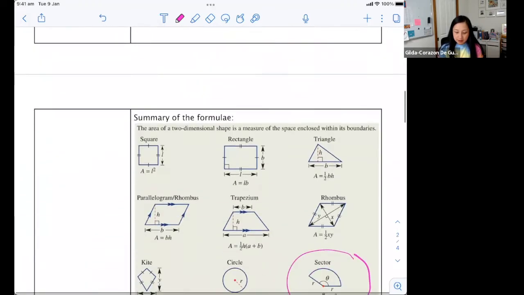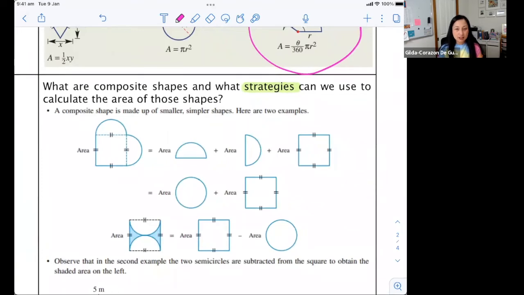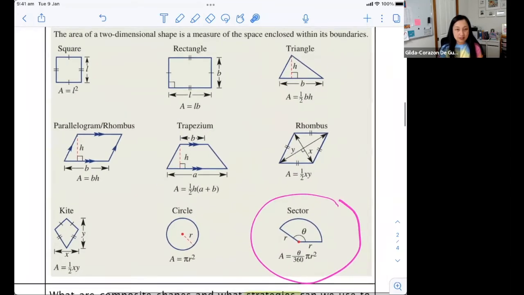And so we move on to our next question. What are composite shapes, firstly? And what strategies can we use to calculate the area of those shapes? What is a composite shape? They would be shapes that would be composed of what? Basic shapes or simpler shapes, shapes that we know the area formulas of, or shapes of those area of those shapes that we were able to develop, just like what we did a while ago.